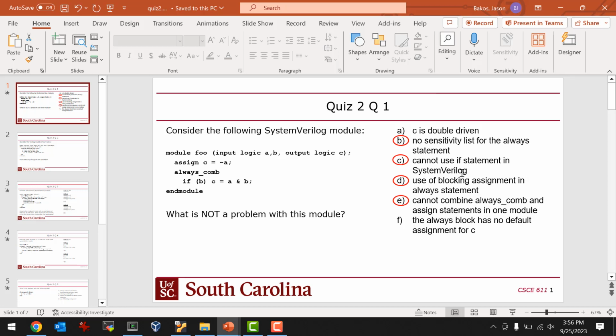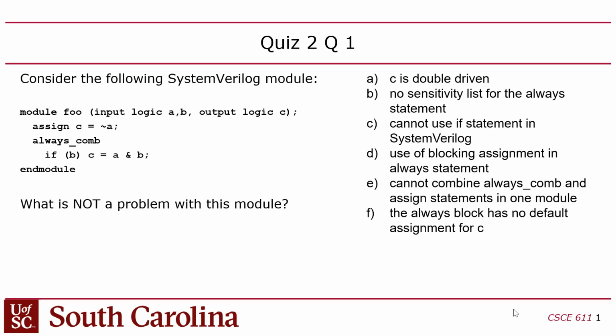Okay, so the first quiz question was a little confusing. This was something I came up with last year, I think, and I forgot to fix it. The question gives a SystemVerilog module and asks what's not a problem. And it turns out there's multiple answers that work for this. So C is double driven. That actually is a legit problem because you've got an assign statement assigning C and then this always assigning C. So that is a problem.